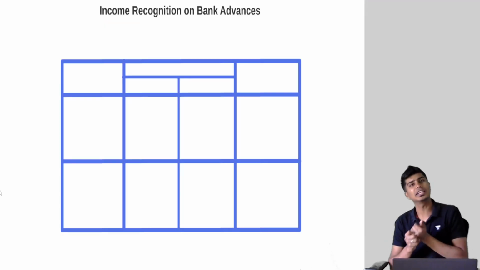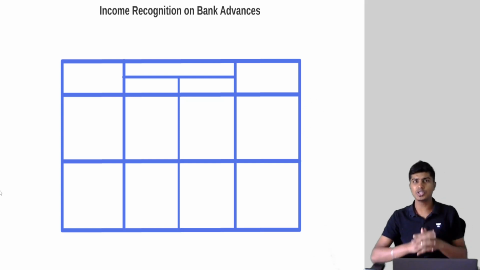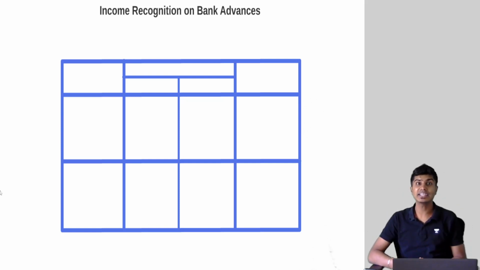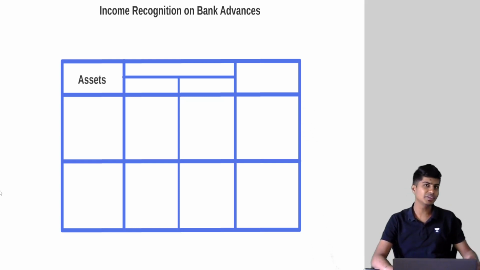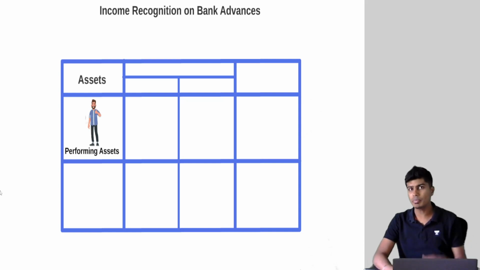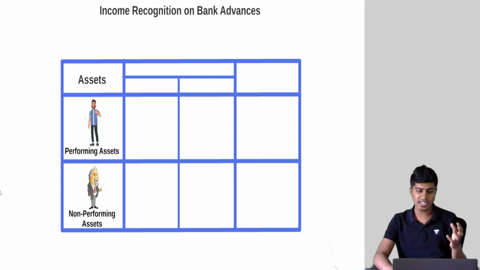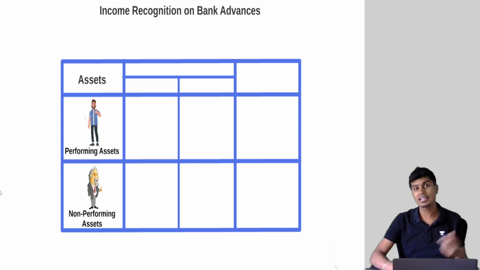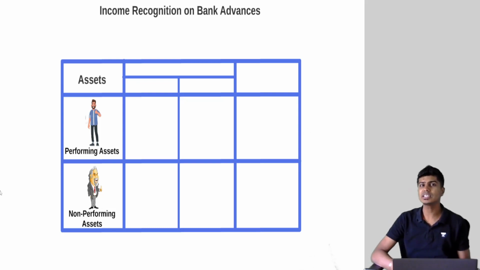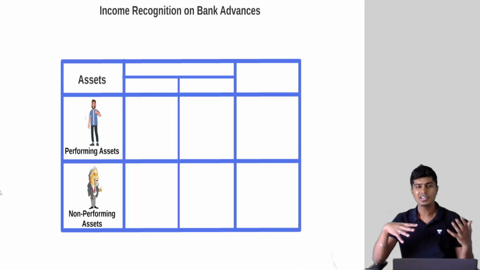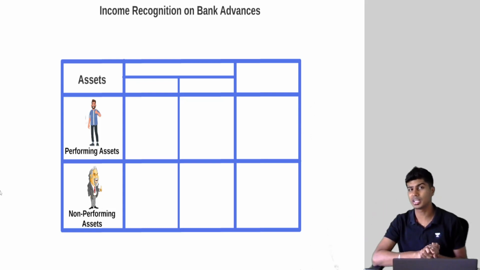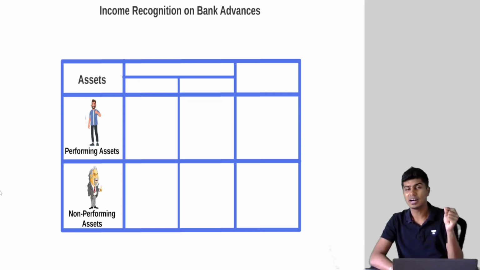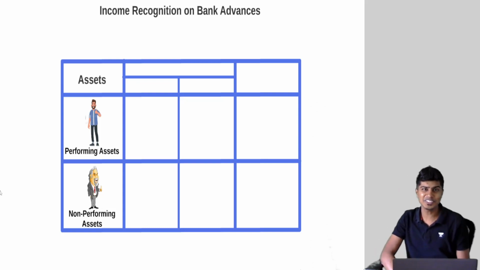Now let's get back to our income recognition. In the previous video, we've discussed and categorized all the advances issued by the bank into two categories. One is performing, the other is non-performing. With regard to performing assets, we are going to recognize the income differently in comparison to non-performing. The reason being, performing assets are those against which you are receiving the money periodically. On the other hand, non-performing assets are those against which you are not receiving the money at periodical intervals. There is a period of time for which you haven't received the money.